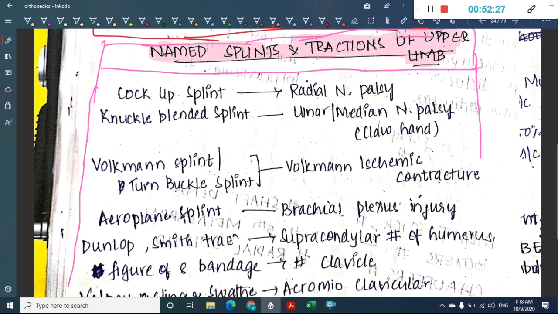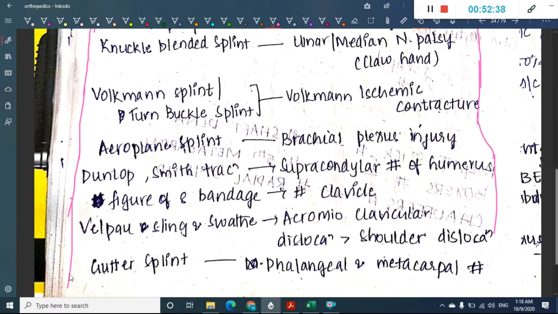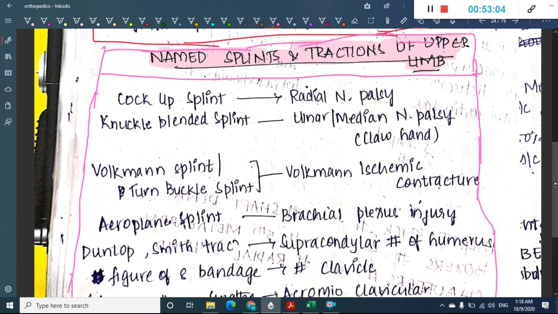Then we have Volkmann splint. As the name says, this Volkmann splint is for Volkmann's ischemic contracture. Then we have aeroplane splint for brachial plexus injury. Then we have Dunlop or Smith traction for supracondylar fracture of humerus. Then figure of 8 bandage for fracture clavicle. Then Velpeau and sling or swathe, which is for acromioclavicular joint dislocation, more commonly than shoulder dislocation. Then we have gutter splint for phalangeal and metacarpal fractures. So these are the named splints and tractions of the upper limb.